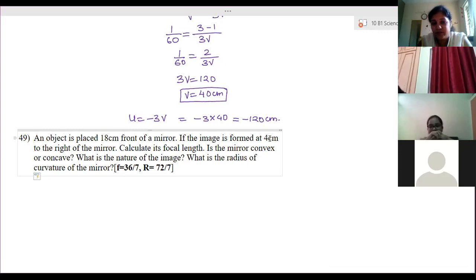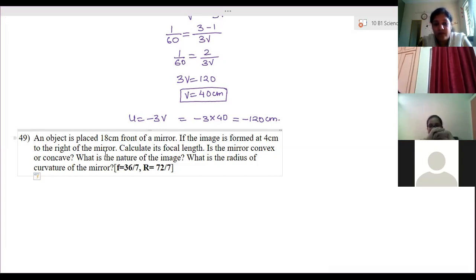Okay, fine. So the image is formed 4 centimeter right of the mirror. That means v is positive. u is minus 18, v is plus 4. Find the focal length. If the focal length is positive, that means it is a convex mirror. If the focal length is negative, that means it is a concave mirror.